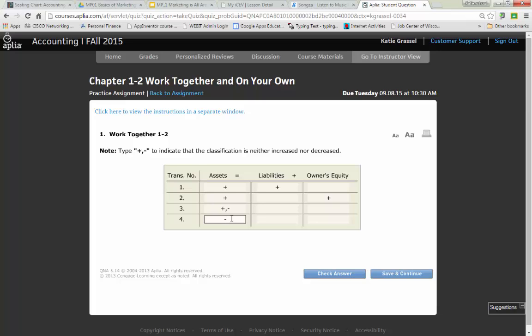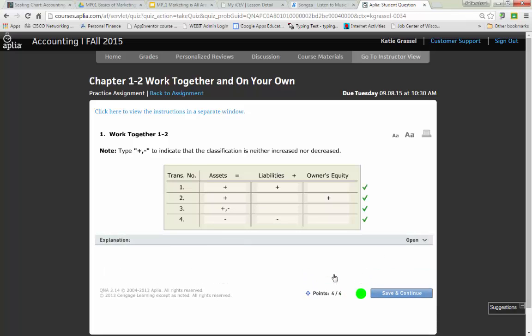So Caleb, what would the other classification be that's going to be affected? Liability. Do we owe that business more money or less money because of this transaction? Less. So we're going to have a minus here. And then go ahead and check answers. Yay! For tomorrow, I want you to finish on your own. Okay? For tomorrow, finish on your own.